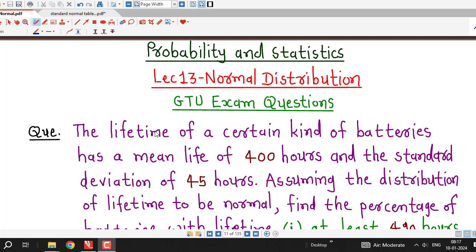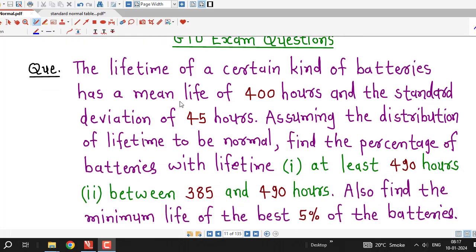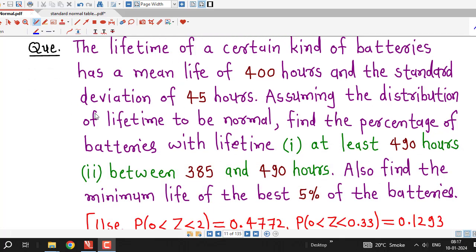In this lecture also we will discuss one more question on normal distribution which was asked in GTU exam. So first we understand this question.